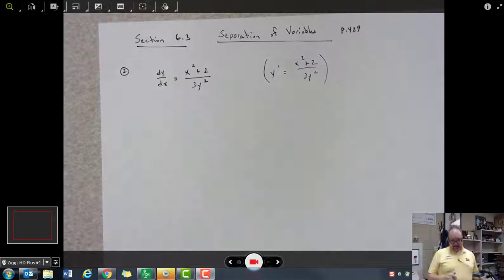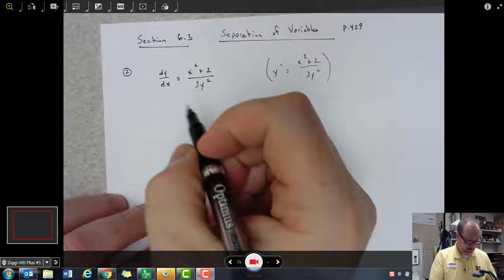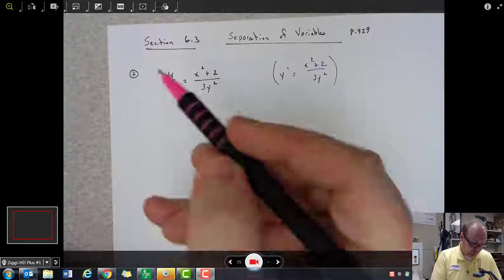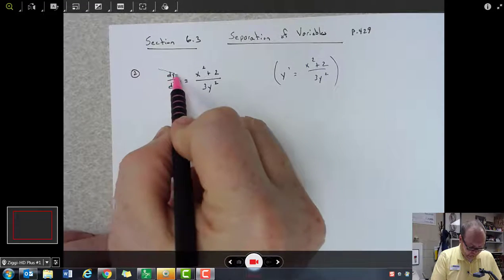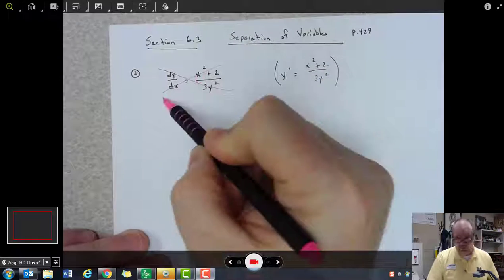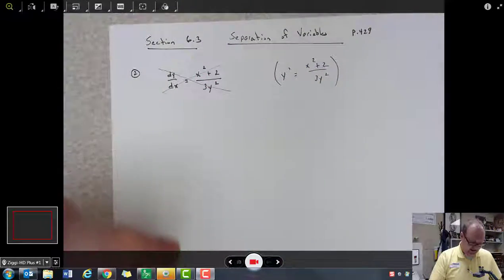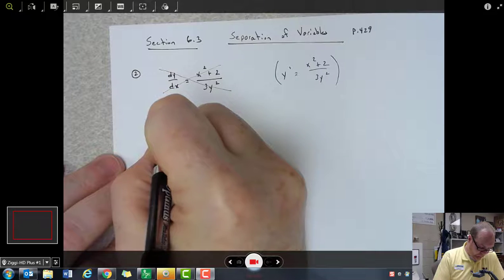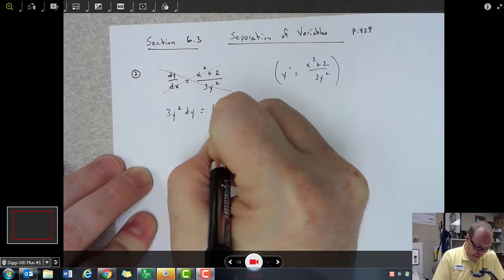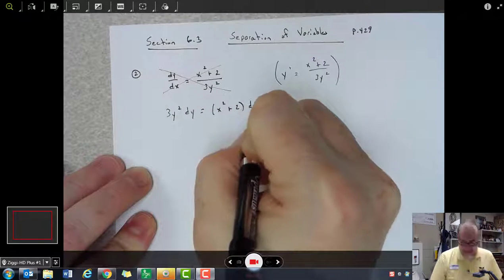So using the technique of separation of variables is exactly that. I want to get all the y terms together and the dy's, and all the x terms and the dx's together. The solving is the same for all of them pretty much. But do you see how if I cross multiply, that's all my y terms, and that's all my x terms? So what I end up with is 3y squared dy equal to x squared plus 2 dx.